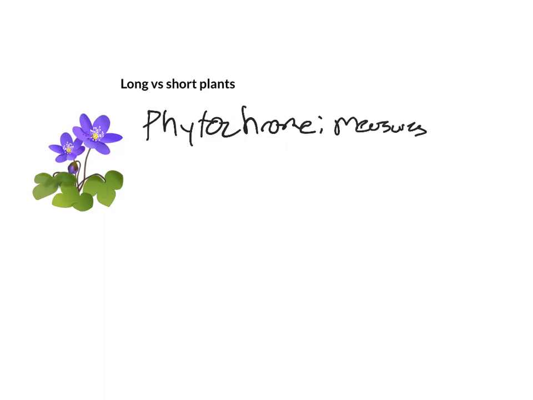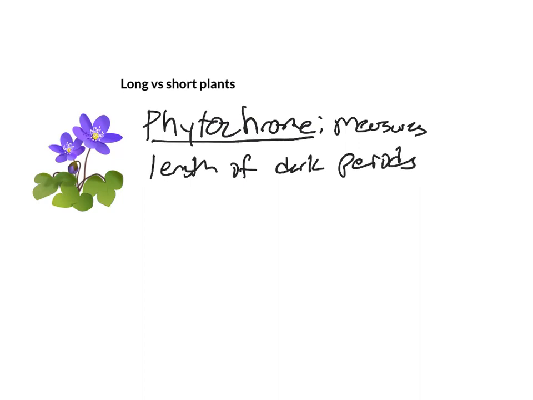The first thing that we want to look at is this pigment called a phytochrome. And this is a light sensing pigment. It measures the length of dark periods. And there's actually two different forms of it. The first form is called PR, and the second form is PFR. And these two different forms have some different characteristics. The PR form is more stable than the PFR form.